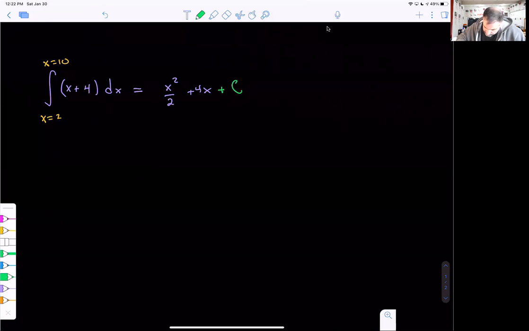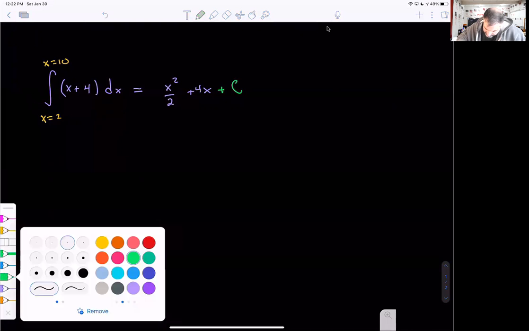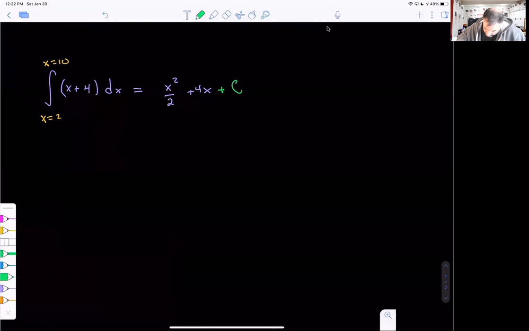So some new notation. The first piece of notation that we have not used in the past is this thing called an evaluation bar. And the way the evaluation bar looks is like this. It is a vertical line. And it means that you evaluate at the bounds on the line. So we're going to say evaluate from x equals 2 to x equals 10.